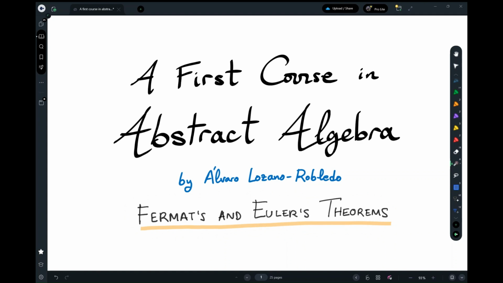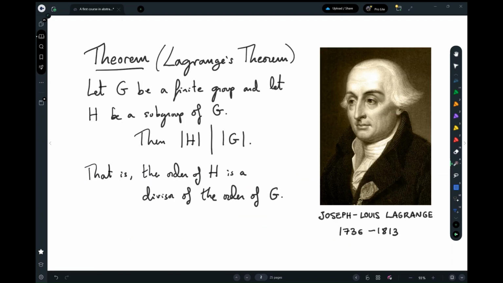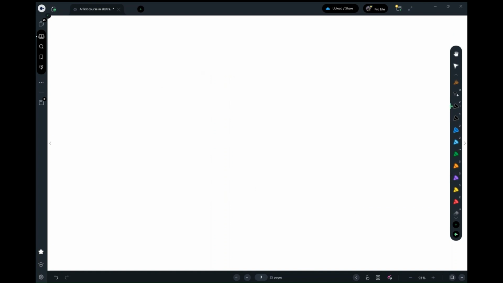So let me first review what Lagrange's theorem says. Remember, we just proved Lagrange's theorem. Lagrange's theorem says that if you have a finite group G, with order of G being the size of G, and H is a subgroup of G, then the order of H divides the order of the group. And this has consequences. So let's see some consequences. The very first one we're going to prove is, as I said, a classical theorem of Fermat, usually referred to as Fermat's little theorem.